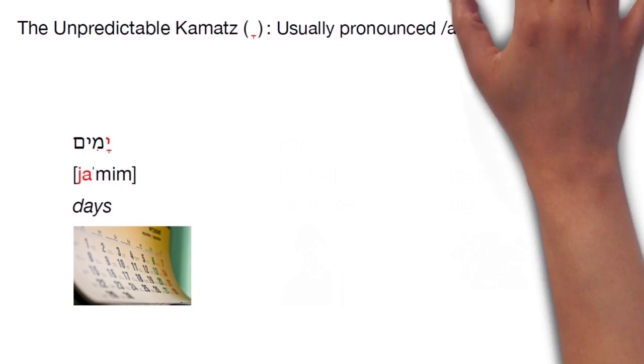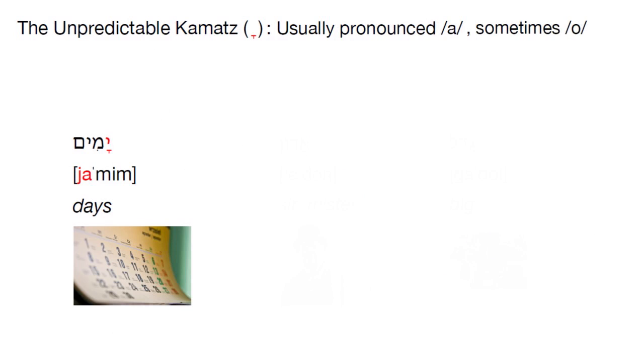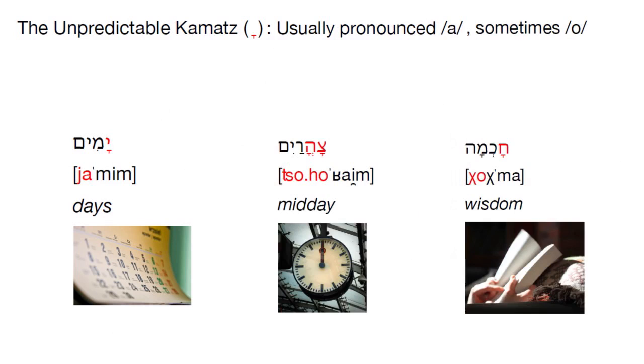Unfortunately, sometimes it's pronounced as an o vowel instead, as in tzohoraim, or chochma. Practically speaking, there are no reliable rules for telling you whether a kametz is going to sound like a or o. So when you learn words that use that diacritic, you're just going to have to memorize whether that vowel is pronounced o or a. But if you have to guess, choose a. It's much more common.